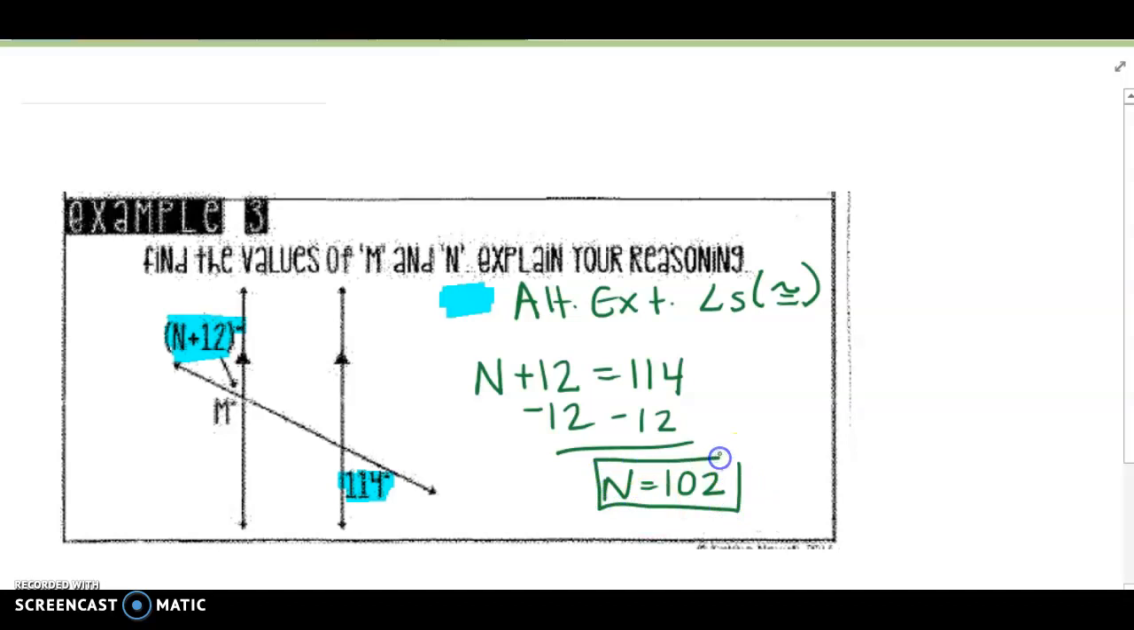Okay, so that concludes this little half sheet. Go ahead and paste it in, and this will help you when it comes to doing your Big Ideas Math homework.